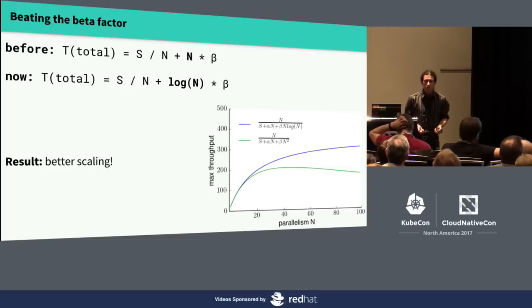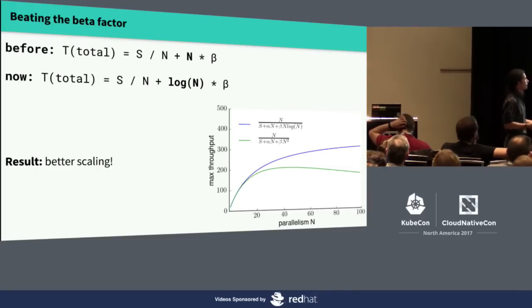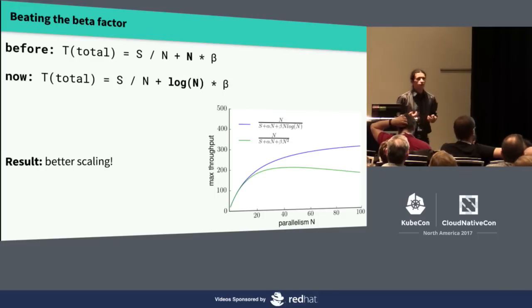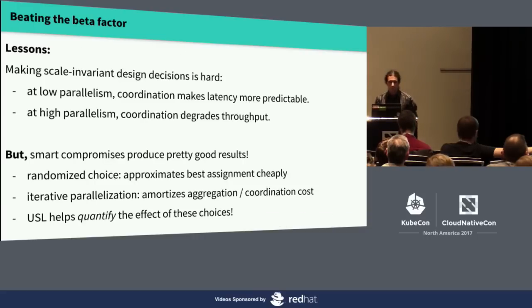This might seem a little abstract, but what does it mean? It means that as we add more servers, we continue to scale. By doing this computation iteratively and aggregating iteratively, we're able to amortize the aggregation costs over a bunch of servers and continue to scale even to very, very large data sets.